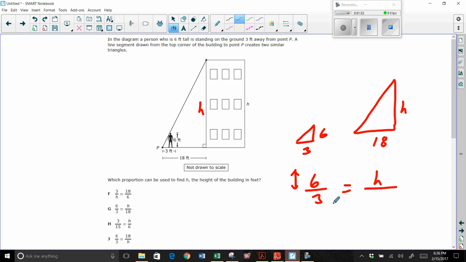On the bottom, I have my 3. My 3 was my base going side to side. So then that means on the bottom of the second fraction, I need 18 because base goes with base. So 3 is on the same level as 18.